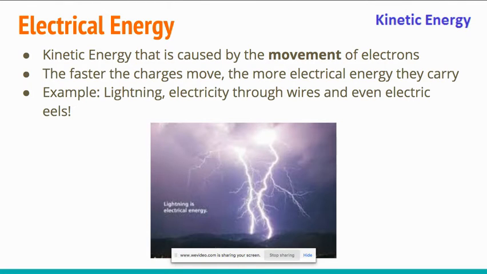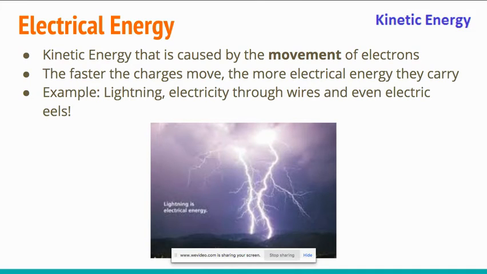Now, moving on to our types of kinetic energy. Electrical energy. It's electric. Boogie, woogie, woogie. You gotta feel it. It's electric. Boogie, woogie, woogie. All right. So we're not going to do the electric slide.